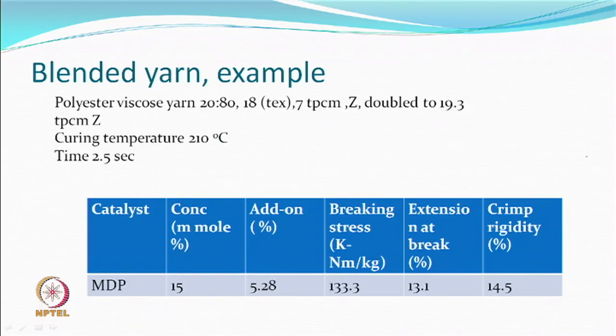So, one example here is where less polyester has been taken, more viscose, but if you change the percentage of polyester, obviously thermomechanical setting of the polyester will help. If it is more of viscose, you have to have more cross-linking agent. So, similarly done at 210, time 2.5, same catalyst, it is a blend. So, you can do texturing as well.